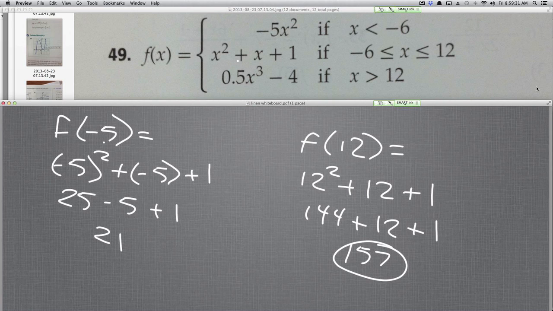All right, so that's the first thing, and I really think we only need one example. Is everybody good with finding function values when you have a piecewise function? Everybody know what to do? Okay? All right, now let's look at finding function values when they give me a graph.